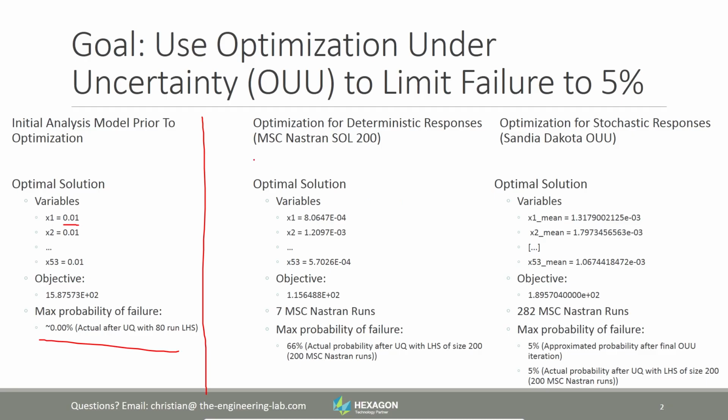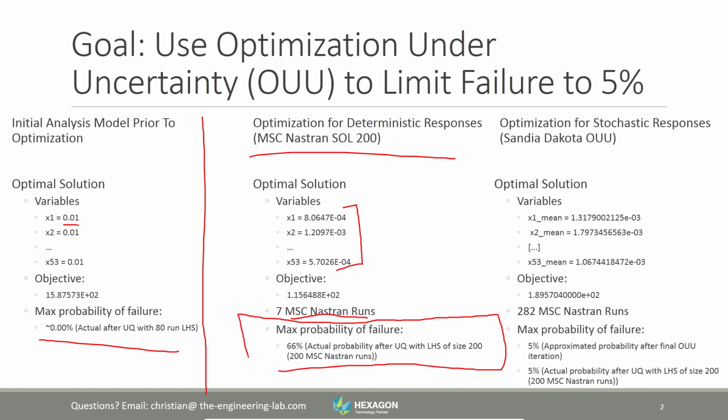We went ahead and did an MSC Nastran Sol 200 optimization where we assume that the responses are deterministic. There's no variability in the inputs. Here we find the optimal solution. It took 7 MSC Nastran runs, but the probability of failure was actually 66%, which is not good. Here the goal is to limit the probability of failure to 5%.